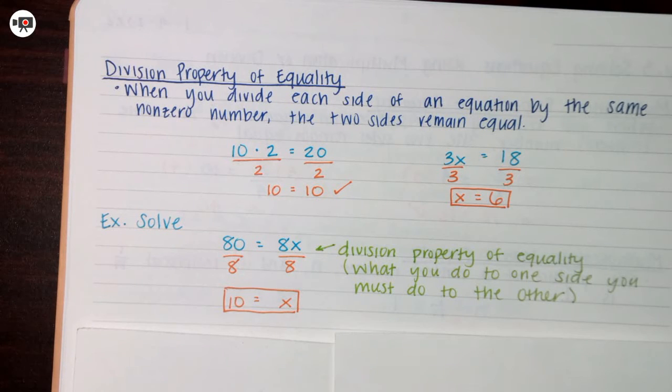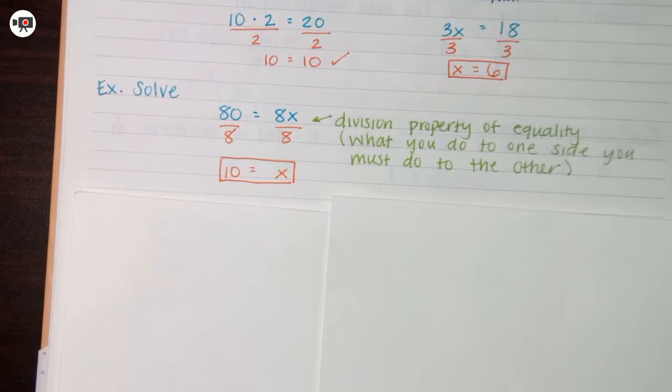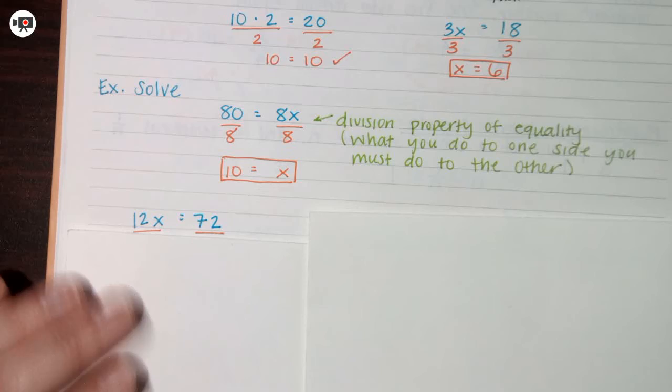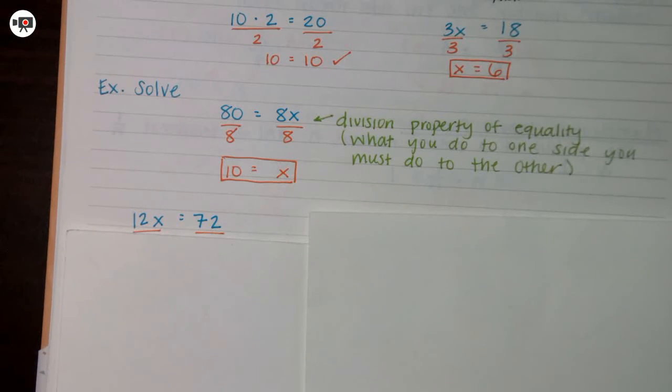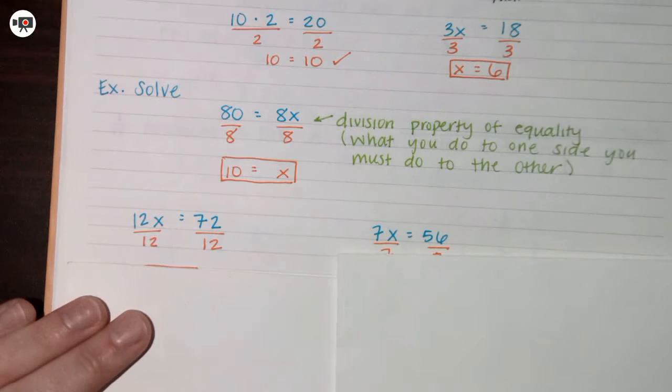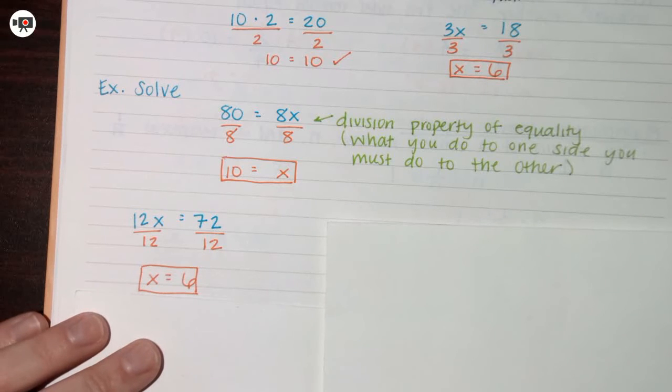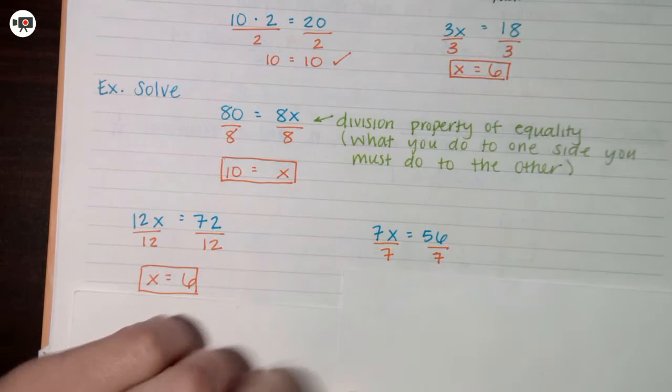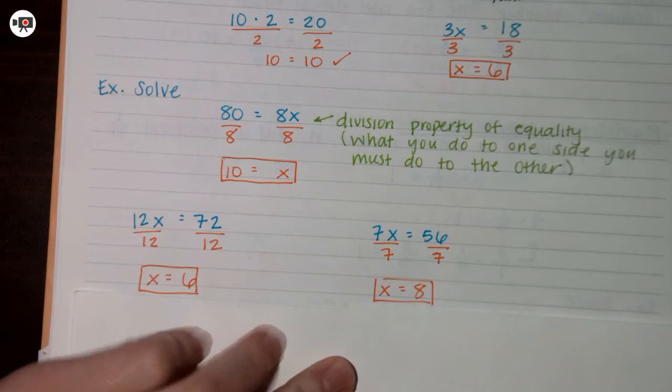This is using the division property of equality, and we know that in math, whatever you do to one side, you must do to the other. If I have 12x equals 72, dividing each side by 12, I get x equals 6. If I have 7x equals 56, and I divide each side by 7, x equals 8.